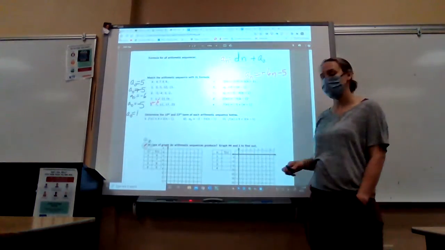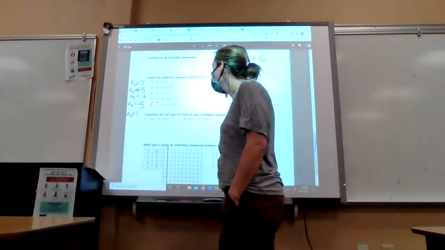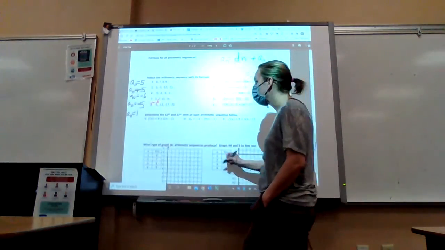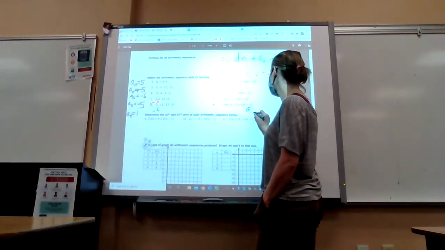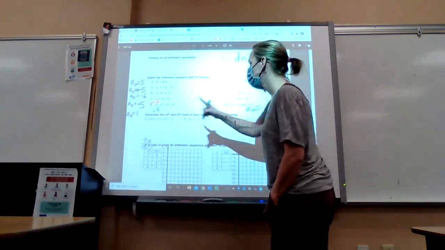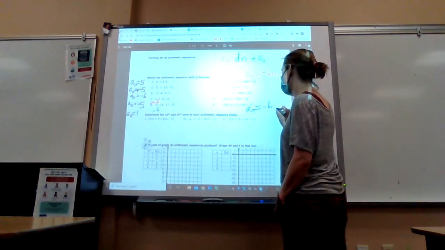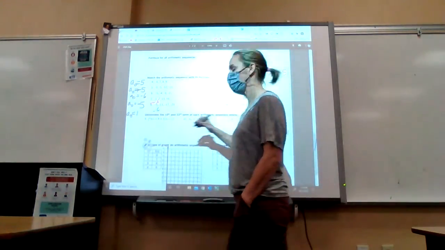Would number 8 be negative? Number 8 is negative 6, so yep, it'd be 8n. So this should be a sub n equals negative 6n plus 1.